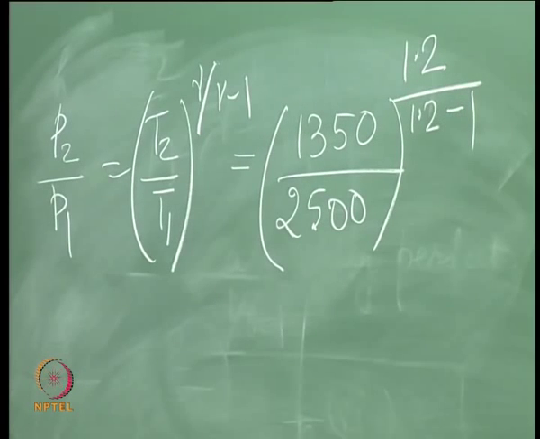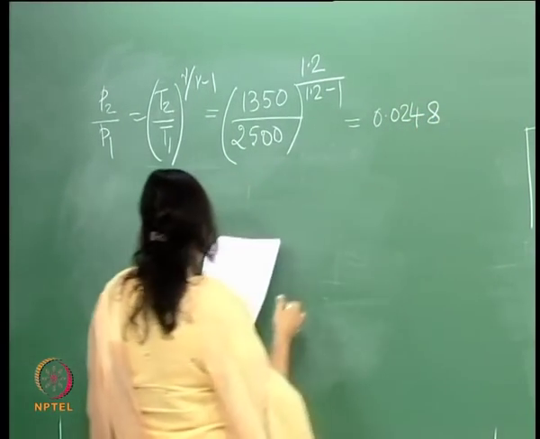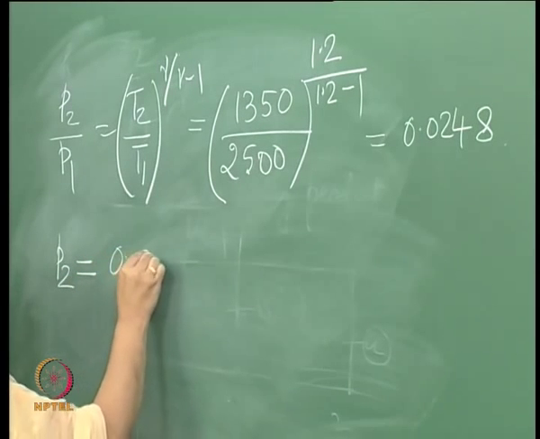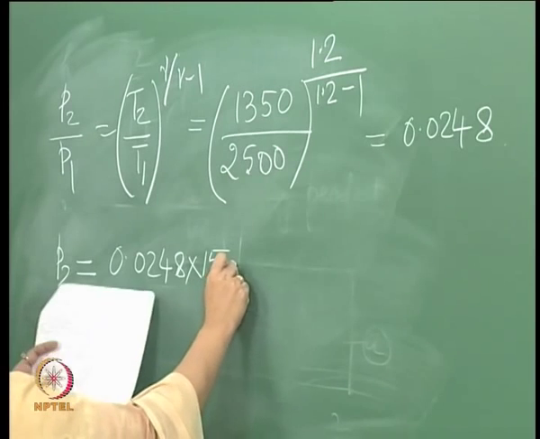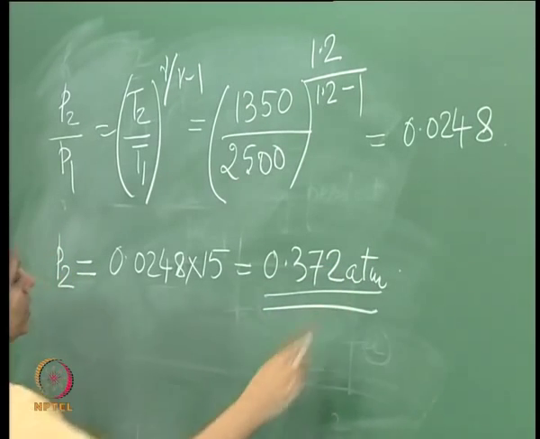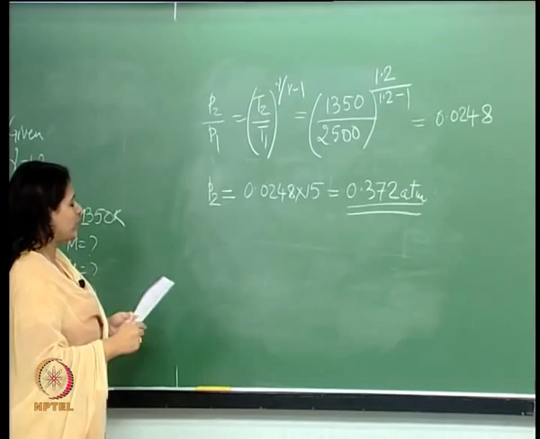Right, we do this, and this comes out to be 1.2. So this is what I know from my isentropic relationships. Now, what I can find out from here is my pressure at point 2, which is at the exit, because P1 is 15 atmospheres. So we get this, something we had done previously, the same problem. So this is less than actually 0.4 atmospheres.